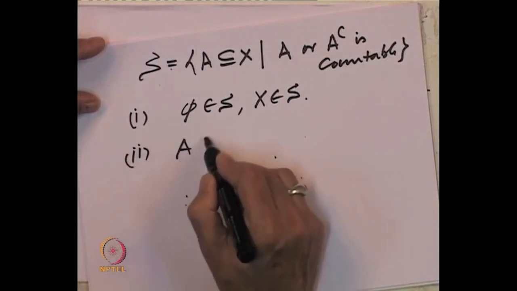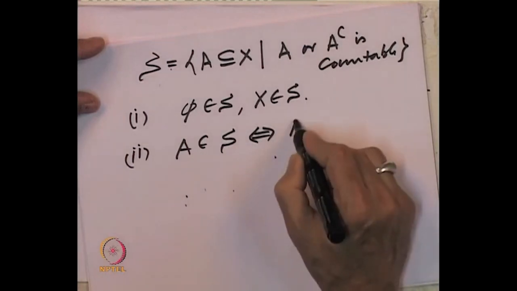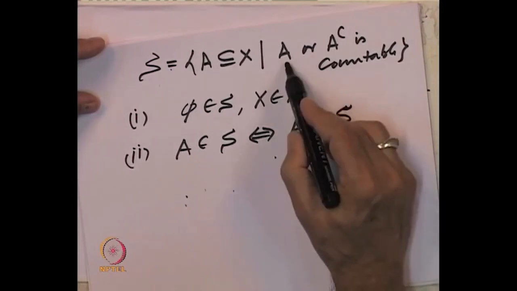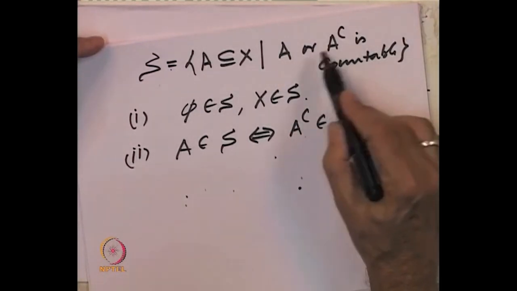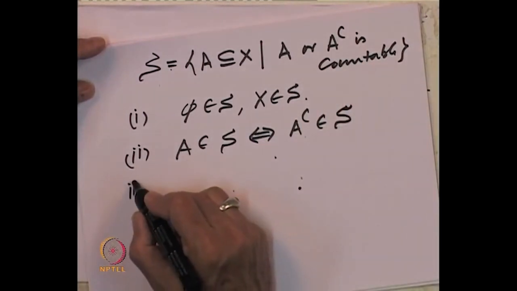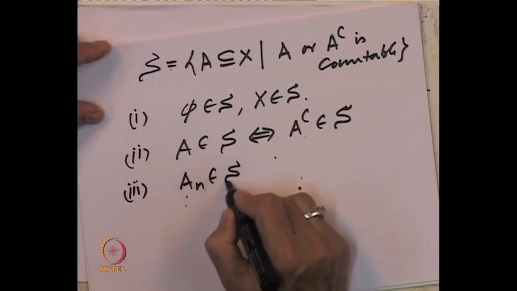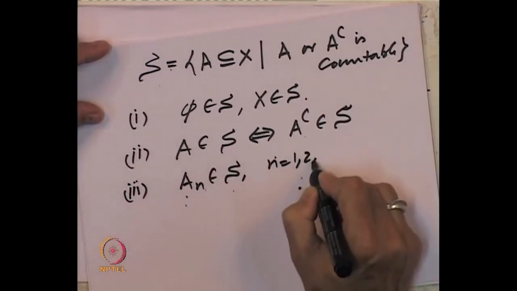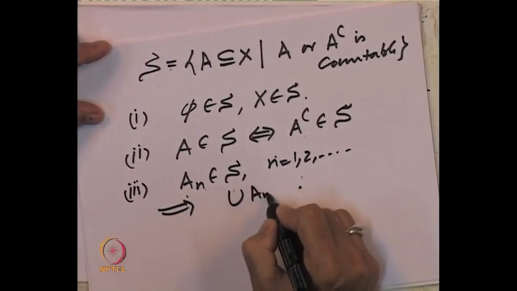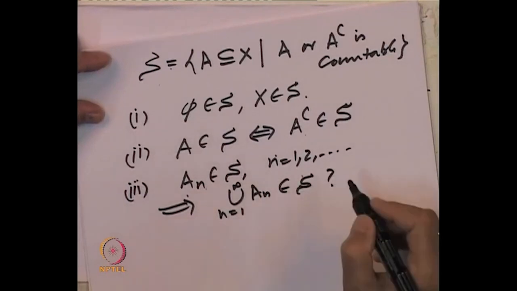Clearly, if A belongs to S, then this implies, actually different only if A complement belongs to S, right? Because our defining condition is symmetric with respect to A and A complement. So, let us check the third property, that if A_n belongs to S, n equal to 1, 2, 3 and so on, then this implies the union of A_n's, n equal to 1 to infinity, also belongs to S. So, let us check that property.